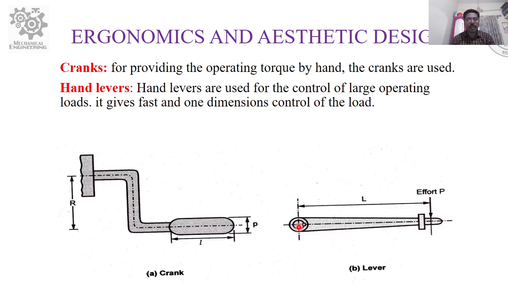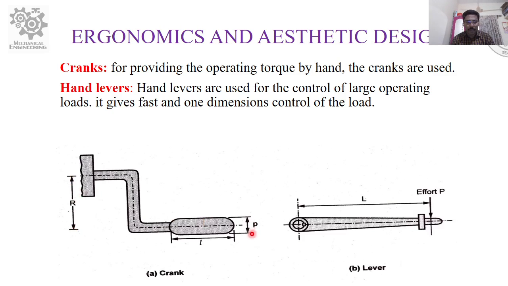Next we go for cranks. Cranks are for providing the operating torque by hand. Observe here, this is the crank. We use it only for providing torque by hand. These are the radius.